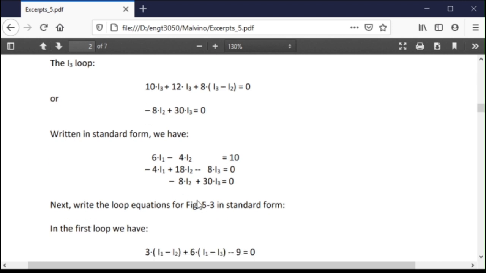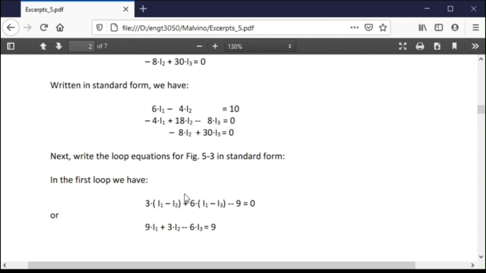Written in standard form, arrange the i's so that you can see the pluses and minuses. And you have 6I1 minus 4I2 equals 10, minus 4I1 plus 18I2 minus 8I3 equals 0, minus 8I2 plus 30I3 equals 0. And you can see that the cross diagonals are equal. Minus 4 and minus 4, 0 and 0, minus 8 and minus 8. So that's a good check to see if they're right. And there's that symmetry in every one of these problems. You'll see that symmetrical cross diagonal.